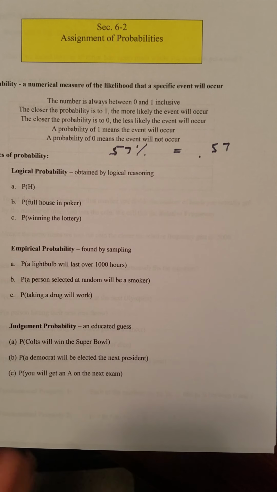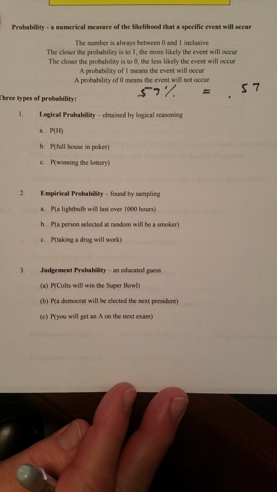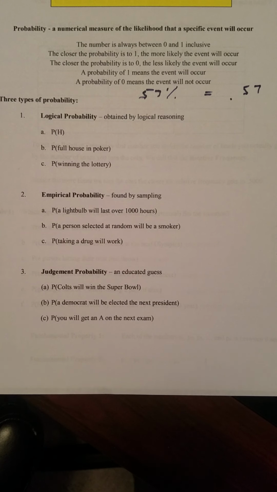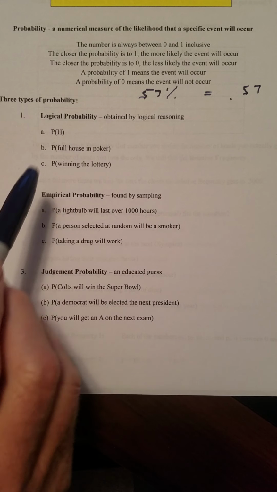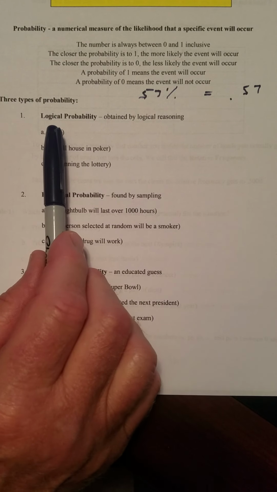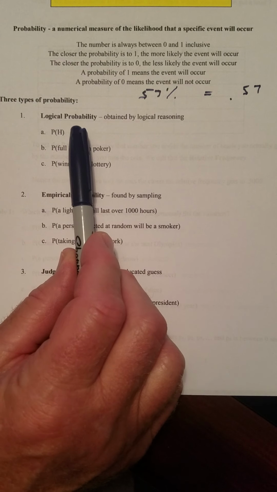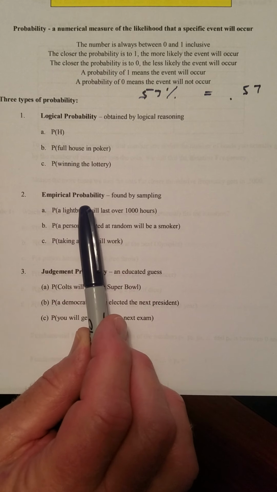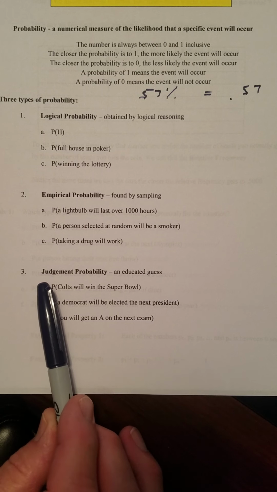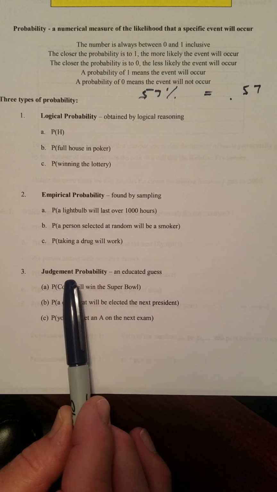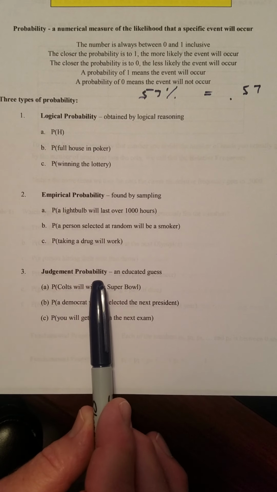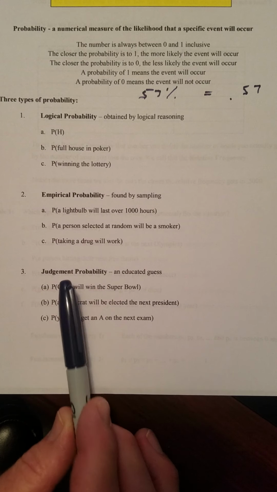Okay, now let's talk about different types of probability. I don't want to dwell on this, I just want to touch on it, and some of them are kind of vague. The three types of probability are: 1, logical probability; 2, empirical probability; and 3, judgmental probability.